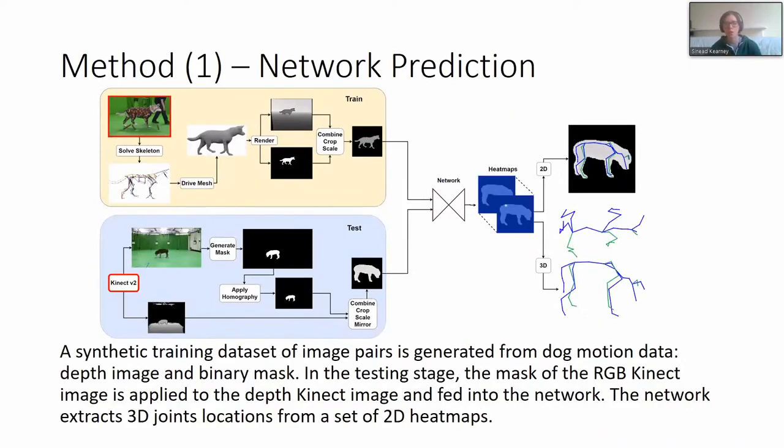I mentioned that our method is in two stages. Our first is a network prediction stage. First of all, we use real dog data to generate synthetic images, and we use these to train our network. The network is trained to produce 2D heat maps, and from these heat maps, we extract 3D joint information. I'll go into this in a bit more detail in a minute.